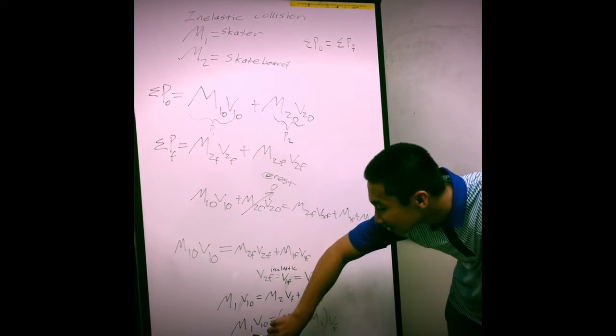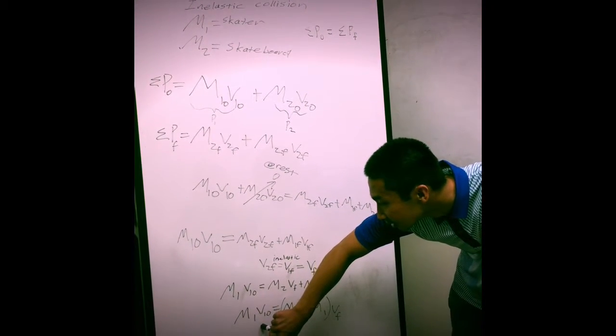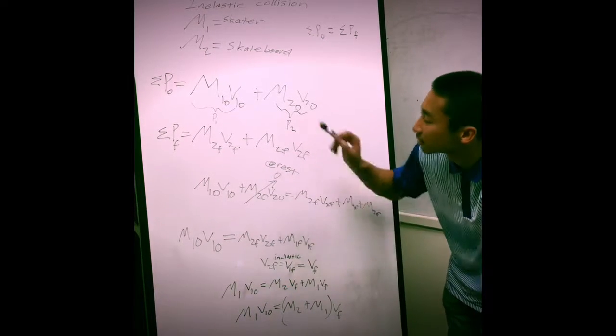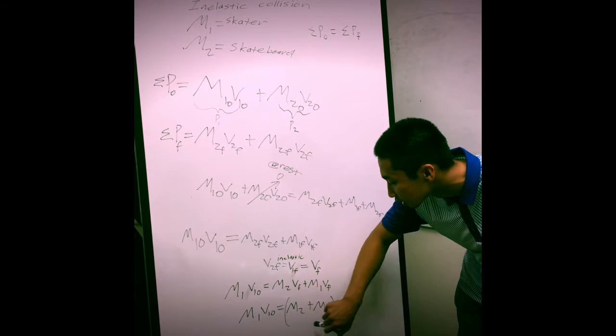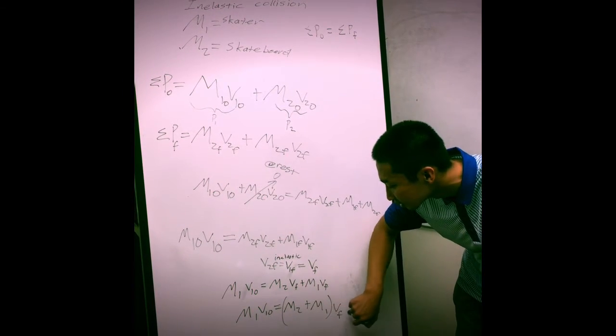So in summary, we're left with the initial momentum, as we denote as P1 up there, is equal to the sum of the masses, the skateboard and the skateboarder himself, times the final velocity.